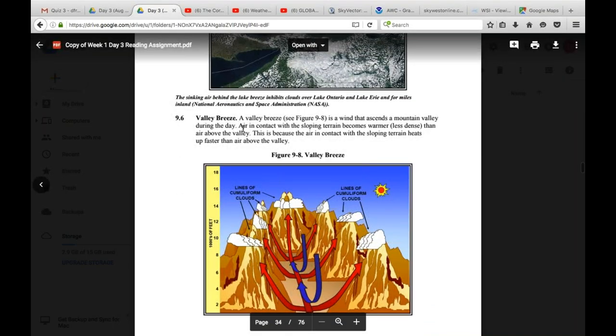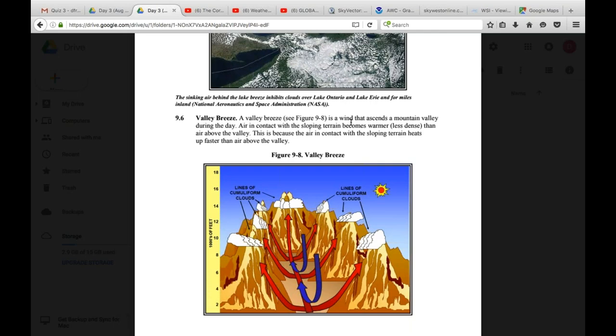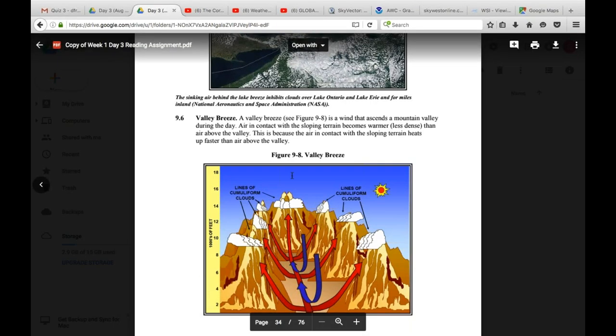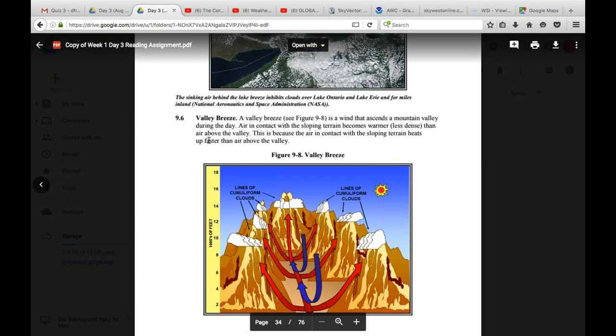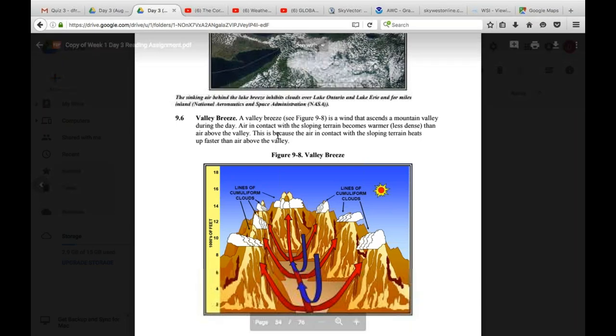So a valley breeze is a wind that ascends a mountain valley during the day. So it goes up the mountain. A valley breeze, a breeze coming from the valley. Air in contact with the slope terrain becomes warmer, less dense than the air above the valley. This is because the air in contact with the slope terrain heats up faster than the air above the valley.